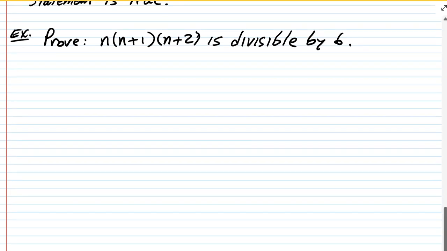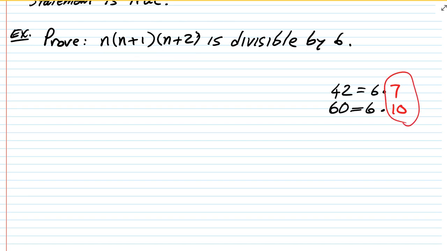Okay, now, first of all, to clarify divisibility by 6. For example, we say that 42 is divisible by 6 because I can write it as 6 times 7. Okay, let me use a color here. 60 is divisible by 6 because I can write it as 6 times 10. So to be divisible by a number means you can write the statement, in this case, as 6 times another natural number.